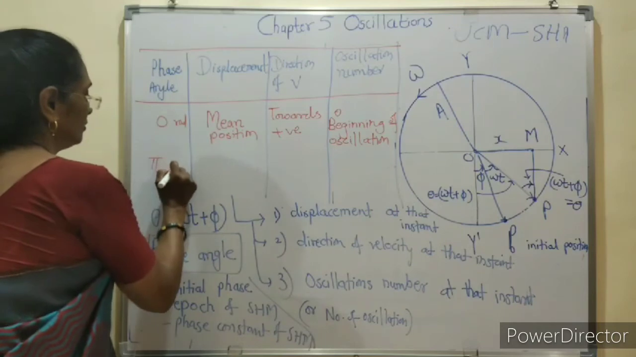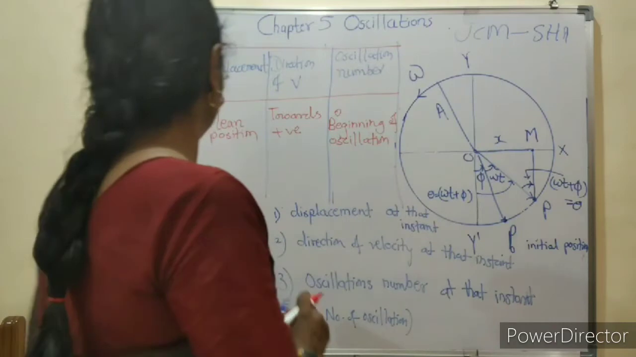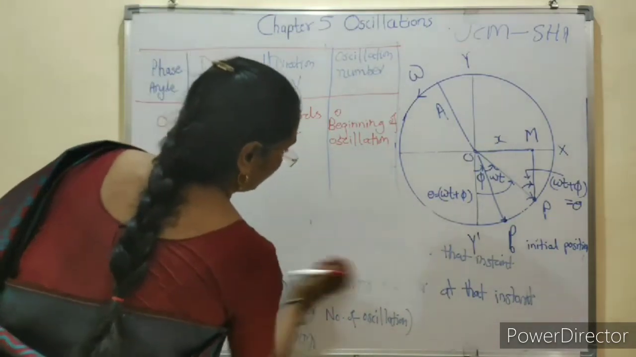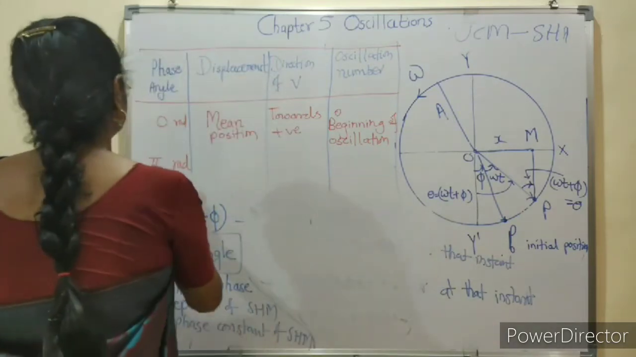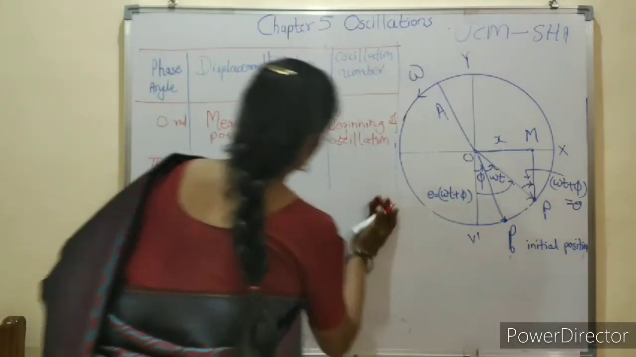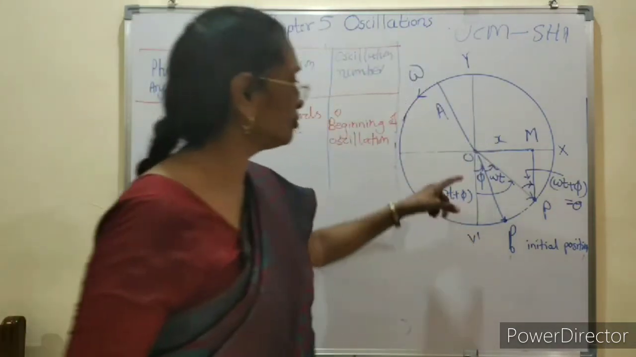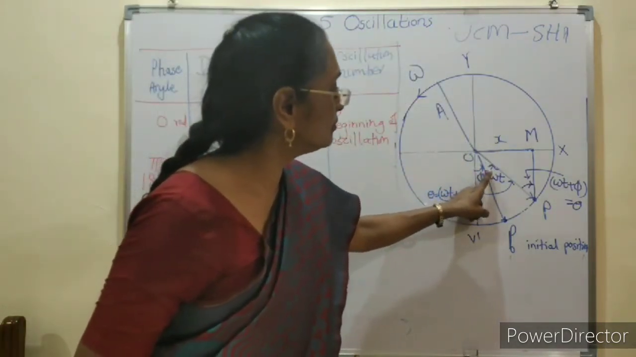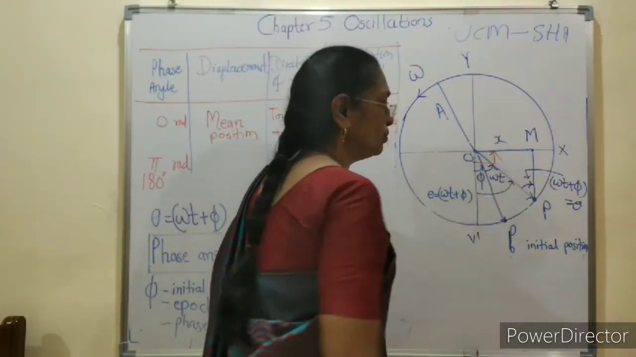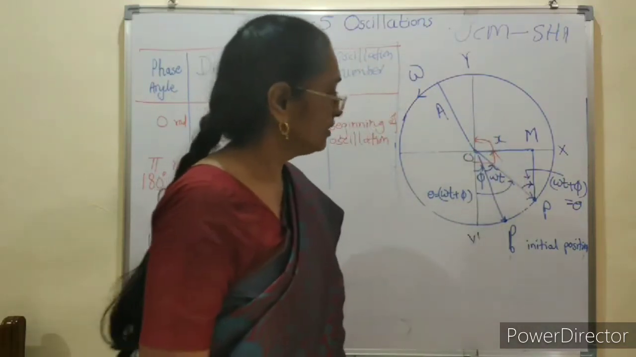Now if the angle is pi radian, here omega t is equal to pi radian. Pi radian means 180 degrees. So what can you write for displacement? Pi radian, here we have to show the angle like this. This is omega t plus theta. Up to this it is pi by 2. Up to this it is 180 degrees.